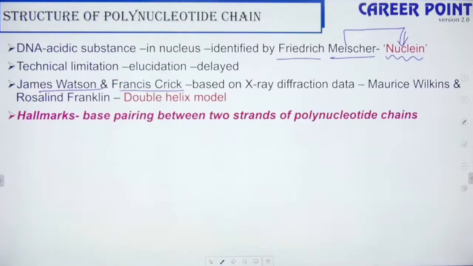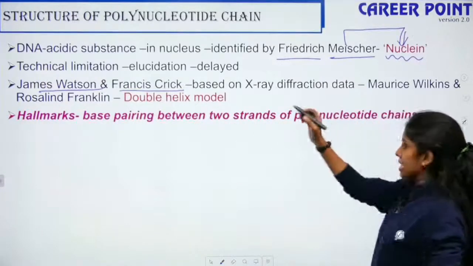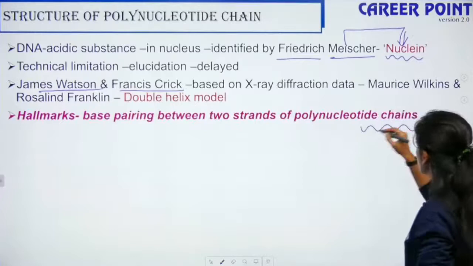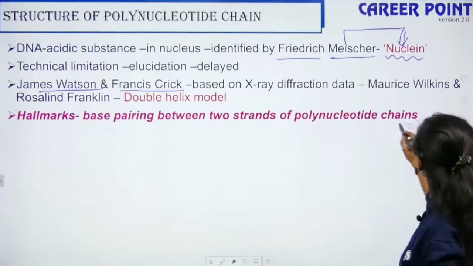Fine. So what was the hallmark of the DNA that they found out? The hallmark is the base pairing between the two strands of the polynucleotide chain. So DNA is a double helix. Here we have come to a conclusion.